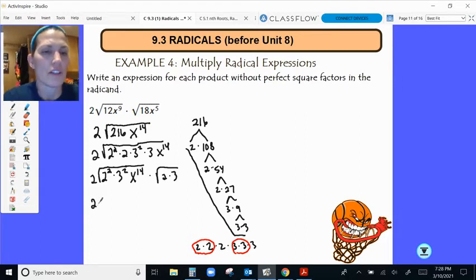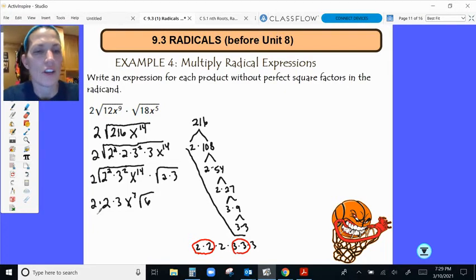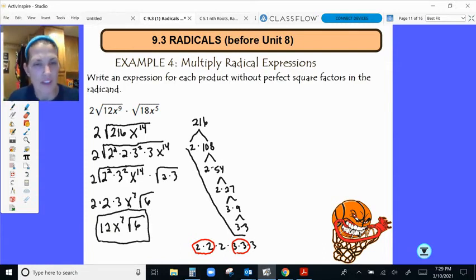Now we can continue to simplify. So 2 times, the square root of 2 squared is 2. The square root of 3 squared is 3. The square root of x to the 14th, remember I take this 14 and divide by my index 2. So that's going to give me x to the 7th. And then I'm left over here with this radical square root of 6. So 2 times 2 is 4, and then 4 times 3 is 12. X to the 7th, square root of 6. And we are done. Okay? And there you go.